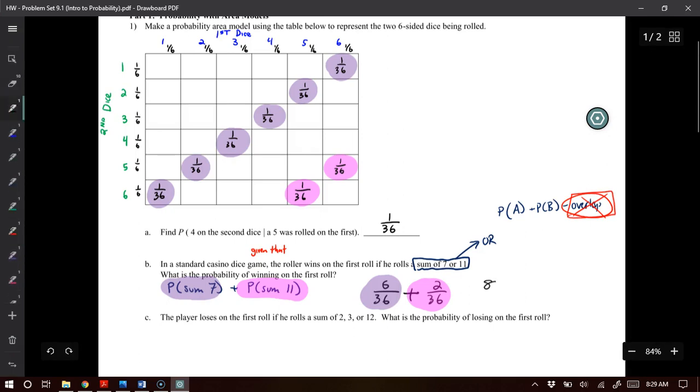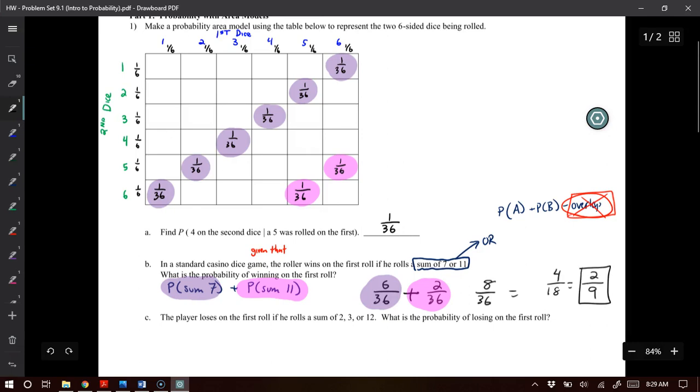So I have 8 over 36, but always simplify your fractions. So I divide everything by 2, and I get 4 over 18. I can even simplify that, and I'm going to get 2/9. And that's your final answer, the 2/9. Always simplify the fractions.